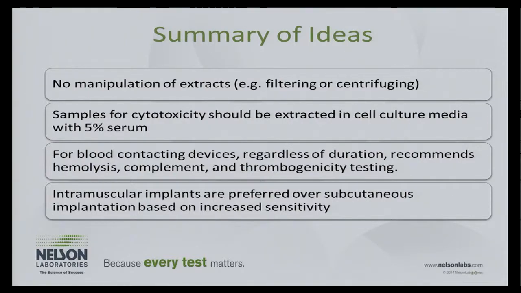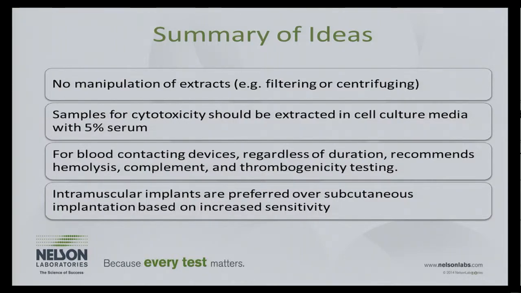For your cytotoxicity test, it should be extracted using 5% calf serum. Some labs use 10% calf serum. Some labs still use 10% calf serum. So check with your lab. Make sure they're using 5% calf serum because that's what the FDA is preferring.